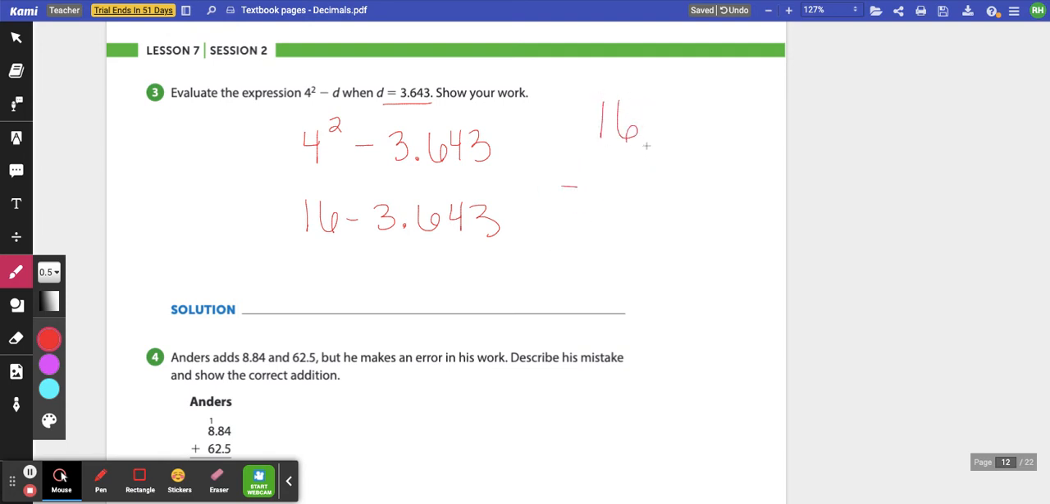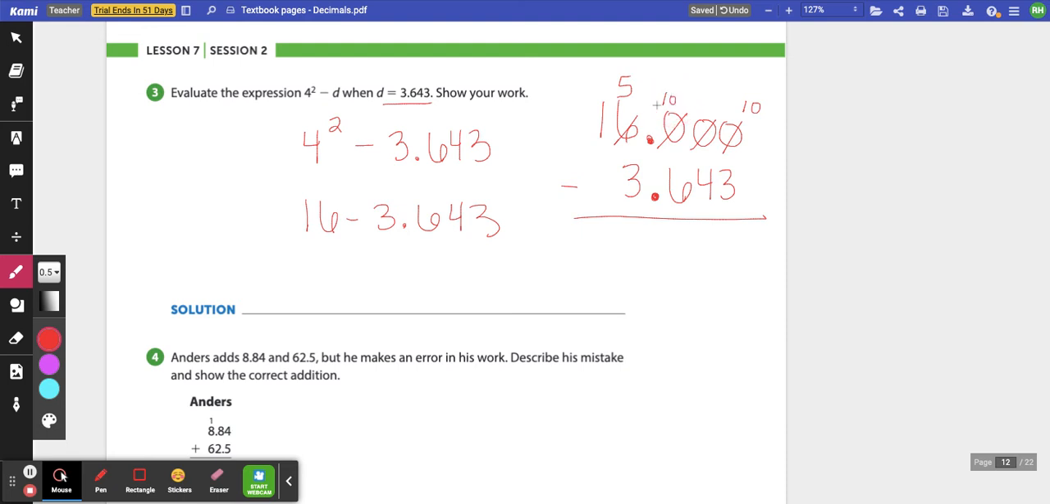I know that the whole number 16 is like saying 16 point nothing. So when I line my decimal number up, I need to make sure and put the 3 in the ones place and line up everything else accordingly. We're going to have to add a few placeholders here. I cannot do 0 minus 3, so I'm going to have to borrow. I can't borrow here, cannot borrow here. I have to come all the way over here.